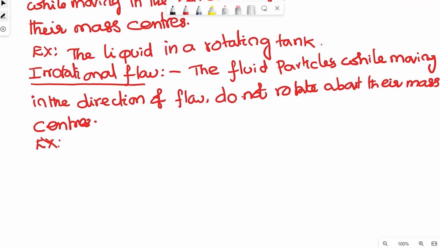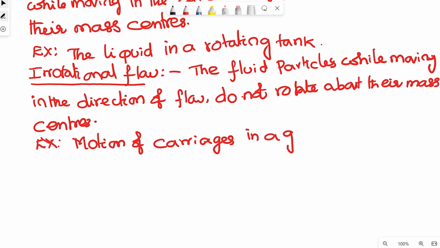Now you see the motion of the carriages in a giant wheel. In any exhibition, just observe the giant wheel motion. The giant wheel is rotating in a circular path, whereas all the carriages are just in the vertical position. They don't rotate. The people who are sitting are always in the sitting position, irrespective of the giant wheel position. Always they will be only vertical, so they don't rotate.